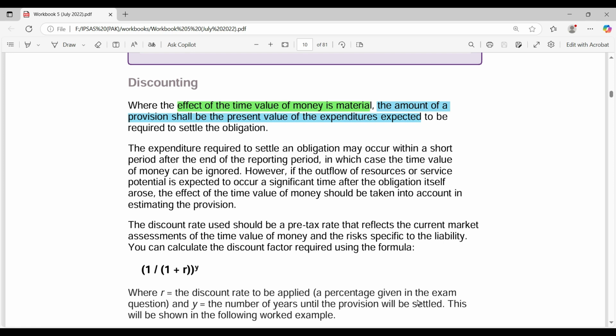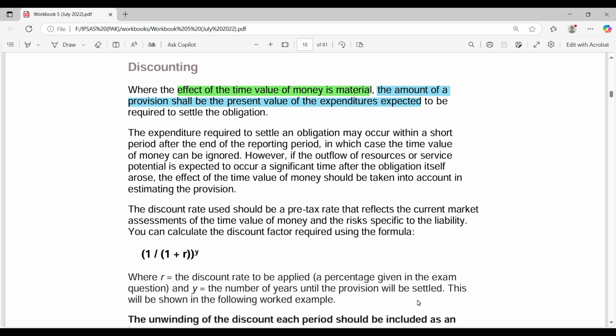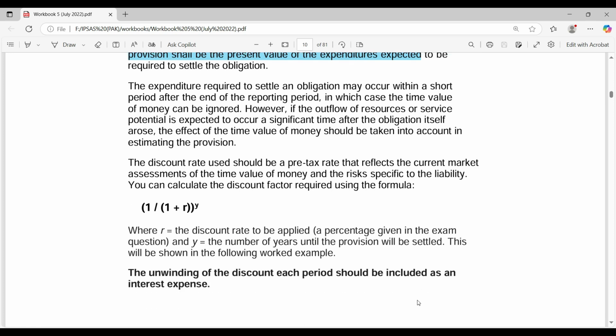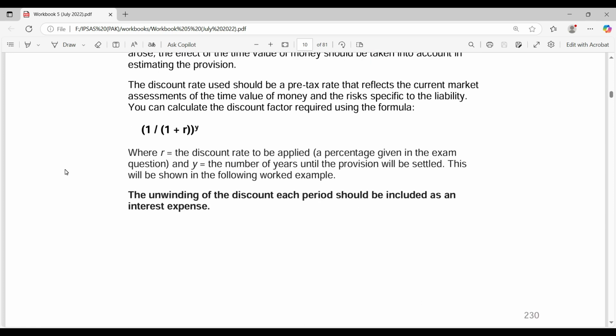How to find the present value of the future obligations? The formula of discounting is 1 divided by (1 plus r) to the power y, where y is the number of years and r is the discounting factor.